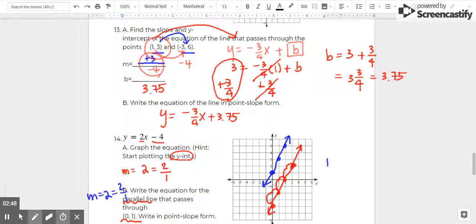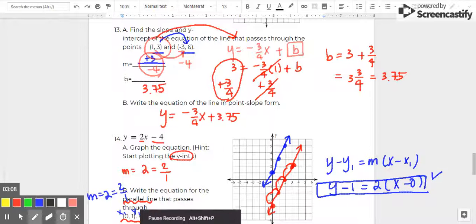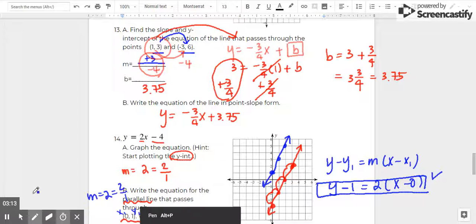So let's write in this point slope form then. So point slope form, y. So let's use this one as x1, y1. So now y minus 1 equals 2 times x minus 0. That's it. And I already graphed it for C. So let's move on to the next question.